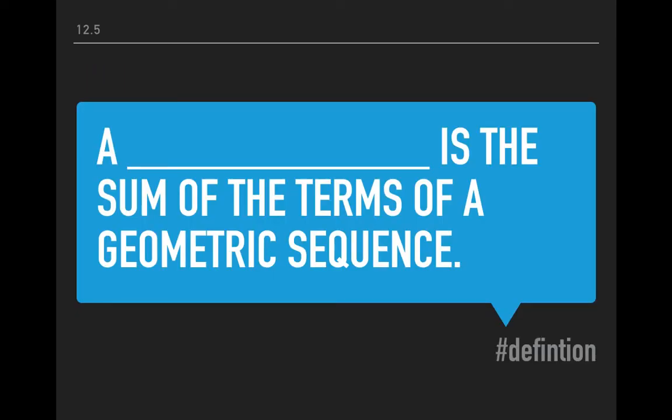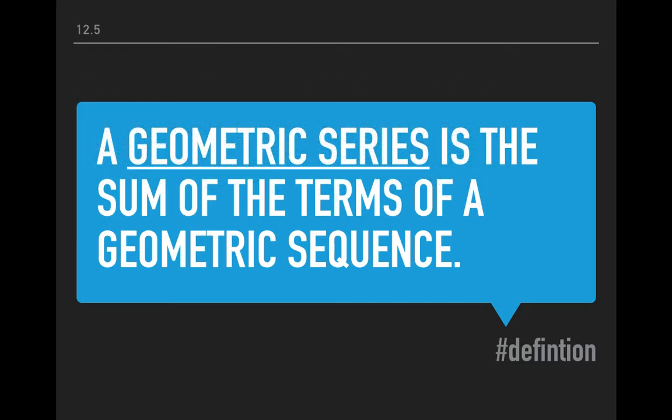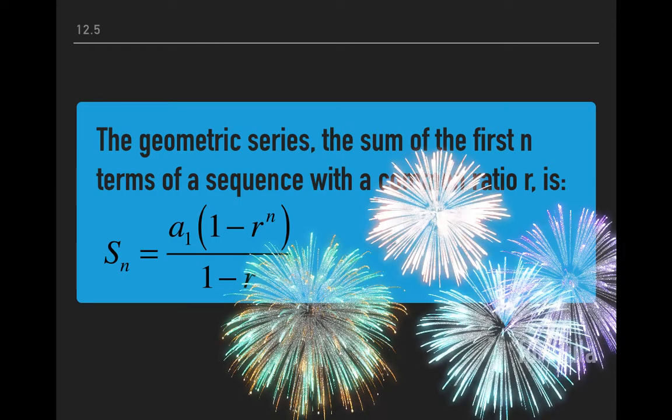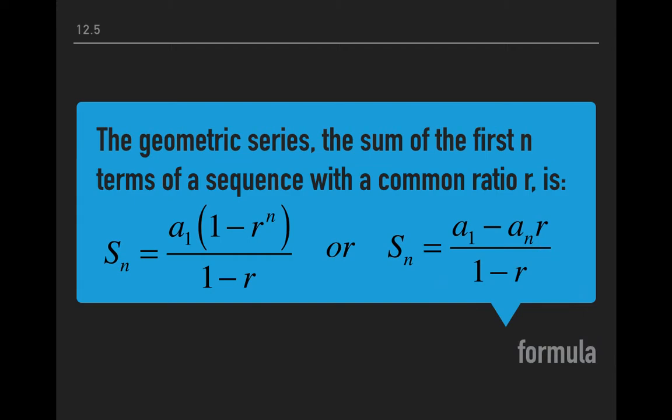All right, so our first definition: a geometric series is the sum of the terms of a geometric sequence. That makes sense, knowing what a series is and then classifying it as geometric. So if you're working with a geometric series, the sum of the first n terms of a sequence having a common ratio of r is either this first formula or the second. And you'll use them depending on what you're given.